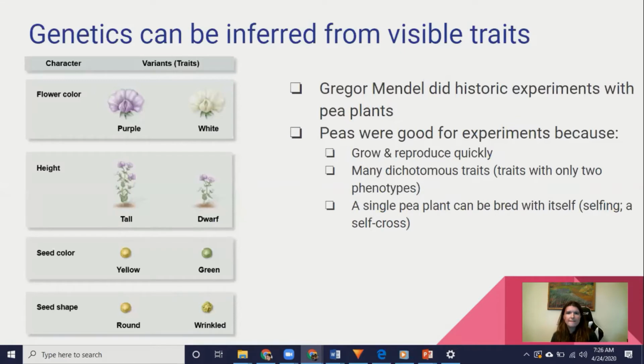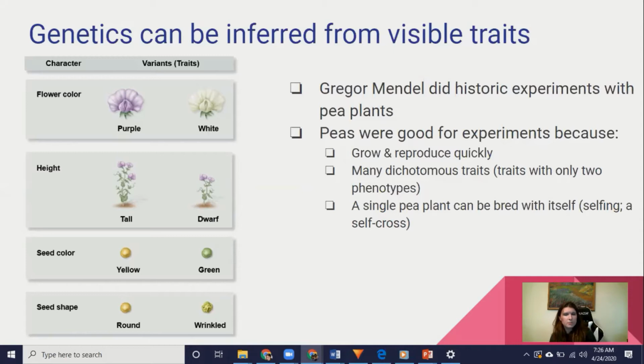So we can infer, or predict, or solve the genetics of a person or an organism based on these phenotypes, based on these visible traits. Sometimes we're going to have to do a little more sleuthing than others. If we have a homozygous recessive individual that shows the recessive trait, we know that they don't have any dominant alleles in there. So those genetics are going to be obvious to us. But if we see a dominant phenotype, that's not the case, and we'll have to do some more sleuthing. Okay.